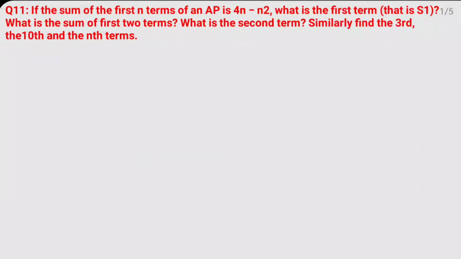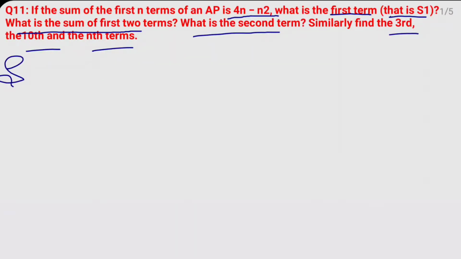So here they have given the sum of first n terms, that is 4n minus n square, and we want to find out the first term. The first term is also the sum of the first term. Both are same here, right? First term and sum of first term. A equal to S1. Is it clear? And we want to find out the sum of first two terms. It means S2 we want to find out, and second term A2 we want to find out. Similarly, third term, 10th term and nth term we want to find out here.